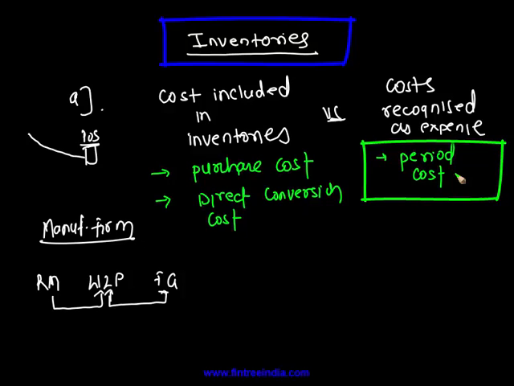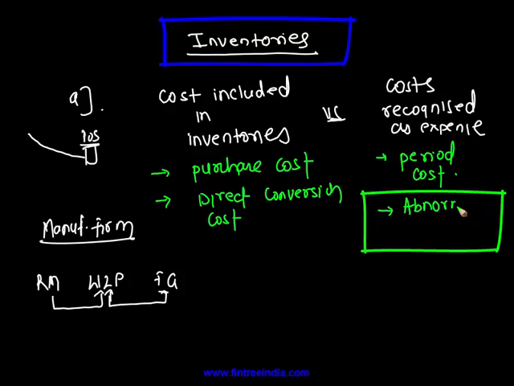Sorry? Maintaining your inventory in the warehouse. So rent that you pay for the warehouse, that's a period cost, because irrespective of the quantity you manufacture, you have to pay the rent. So it is assigned to 1 month or 1 year, so that's why it's a period cost.